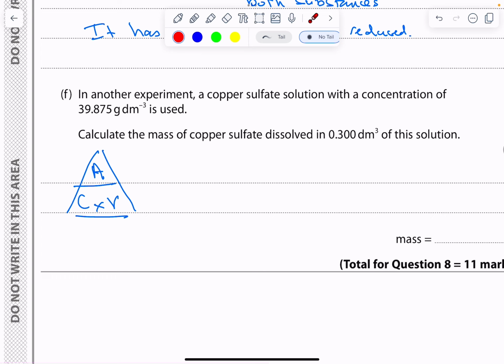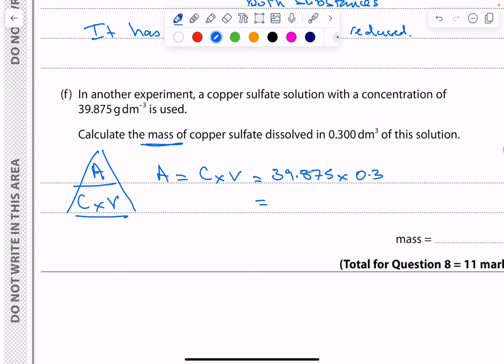This one is using the amount, concentration, volume equation. It wants us to find the mass, which is the amount. So the amount is concentration times volume. So we're trying to find the amount, so it's concentration times volume. The concentration in here is 39.875, and then we times it by the volume, which is 0.3. That's in decimeters cubed, so we're okay. When you do that, you get an answer of 11.9625 grams.